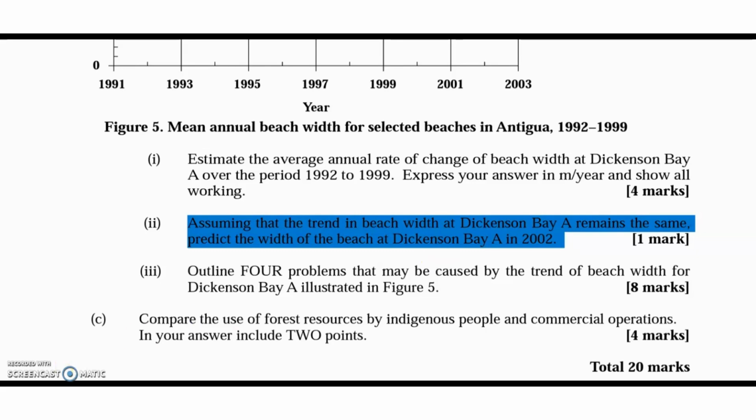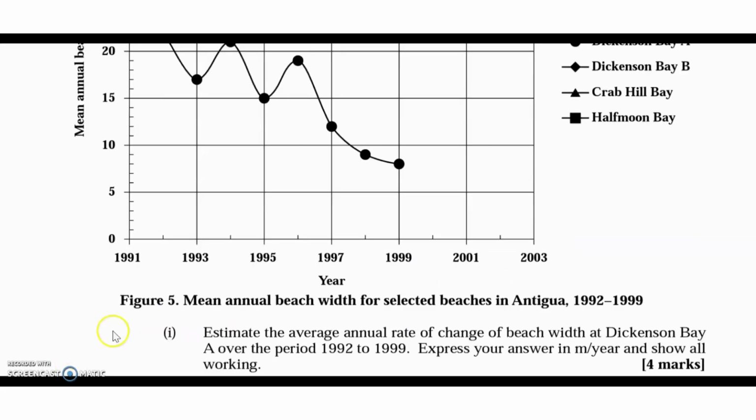Let us see. Look how simple this is. In the year 1999, it was approximately 8 meters. That's the beach width. If you know the average rate is 2 meters being reduced every year, in the year 2000, it will be 6. In the year 2001, it would be 6 minus 2, which is 4. In the year 2002, it will be 4 minus 2, which is 2. So in the year 2002, it can be estimated that the beach width would be 2 meters.